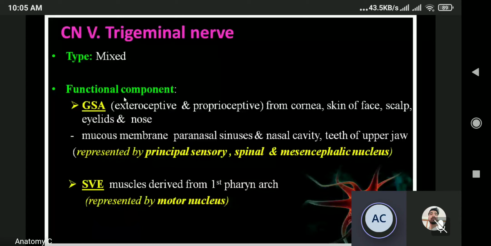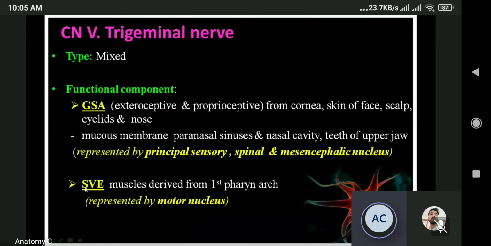Now just recall our first class. If a nerve innervates a muscle derived from the pharyngeal arch, then that is special visceral efferent. Now, apart from the trigeminal nerve, what are the other nerves that will have the same functional component?